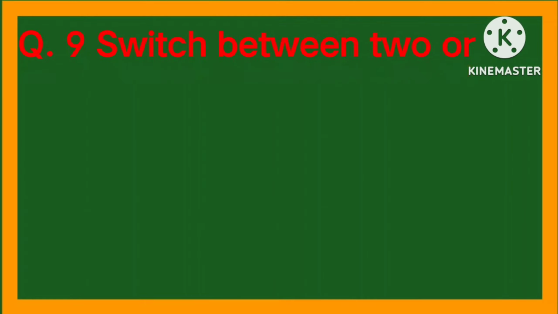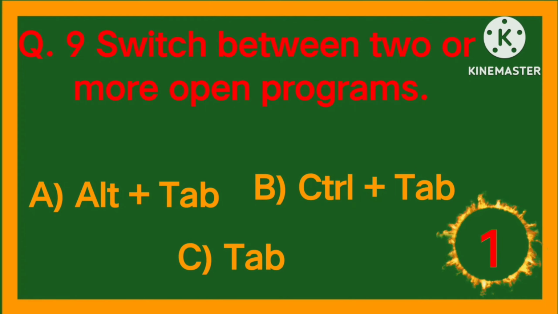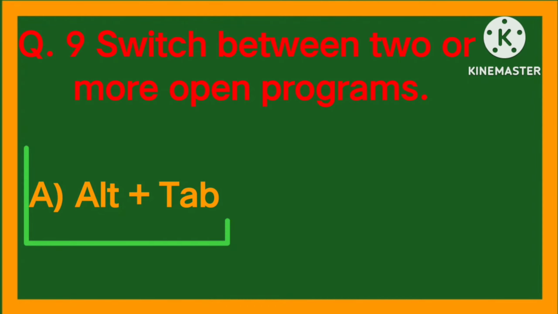Question number 9. Switch between two or more open programs. Your option is A. Alt plus Tab, B. Control plus Tab, C. Tab. The correct option for this question is A. Alt plus Tab.